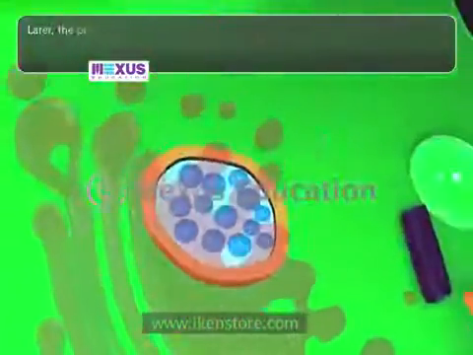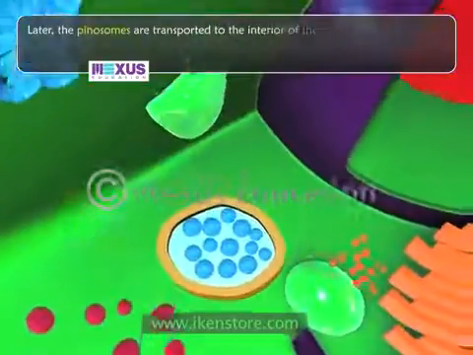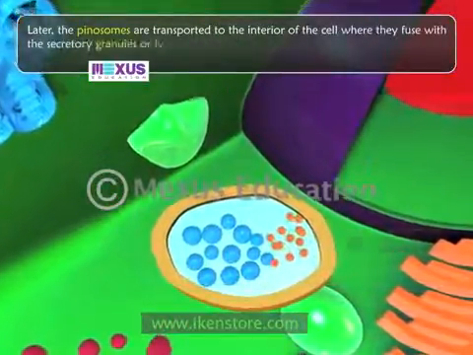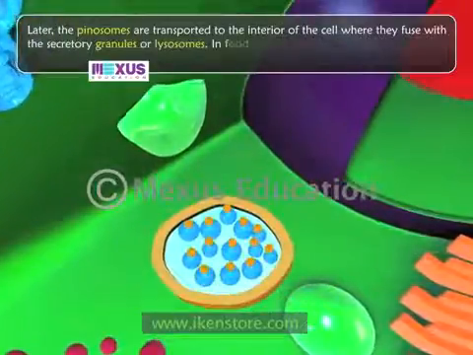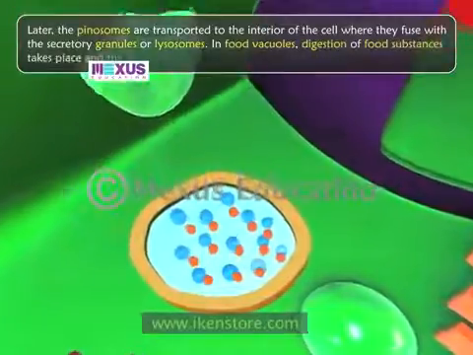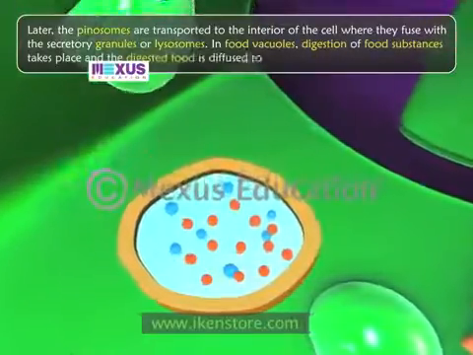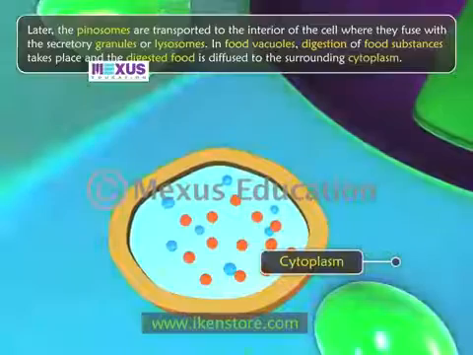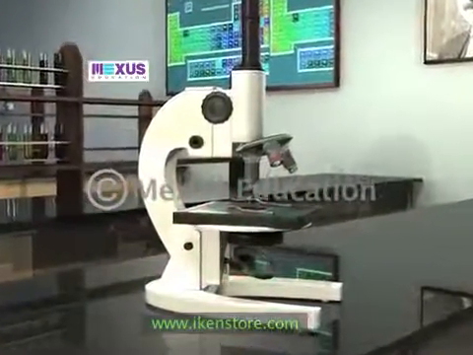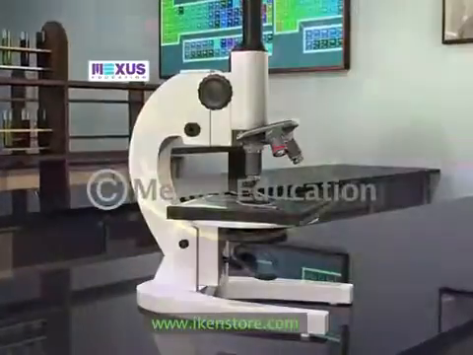Later, the pinosomes are transported to the interior of the cell, where they fuse with the secretory granules or lysosomes. In food vacuoles, digestion of food substances takes place and the digested food is diffused to the surrounding cytoplasm. Pinocytosis can be observed ordinarily in the cells by light microscopy.